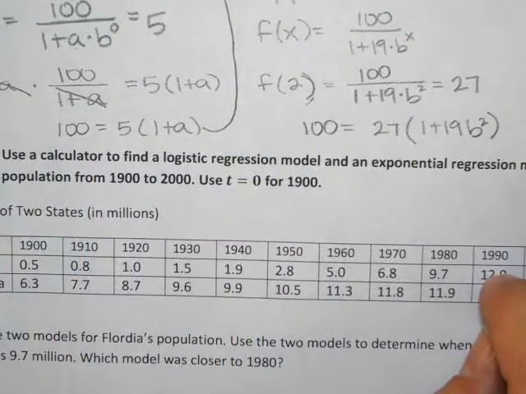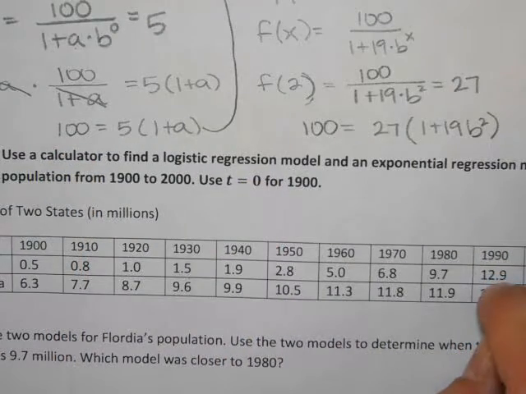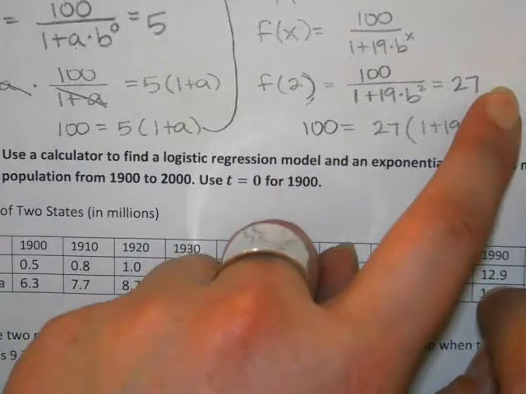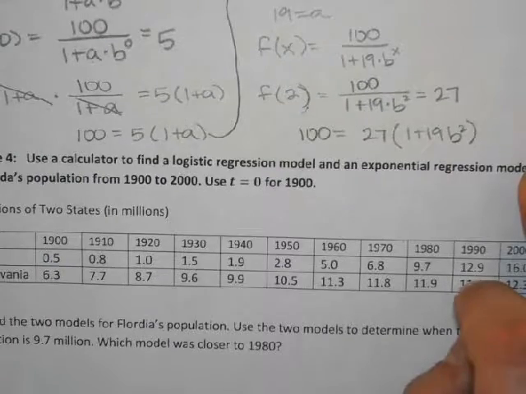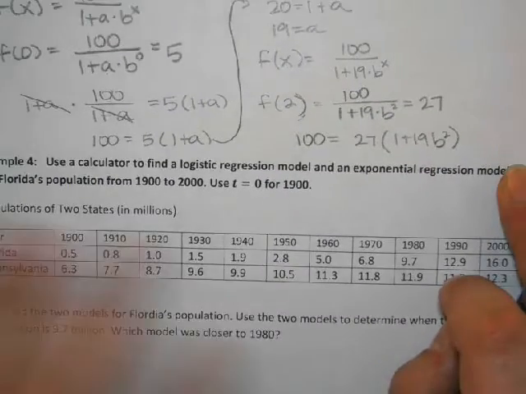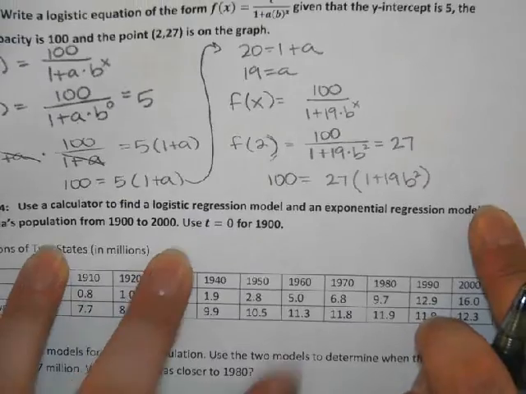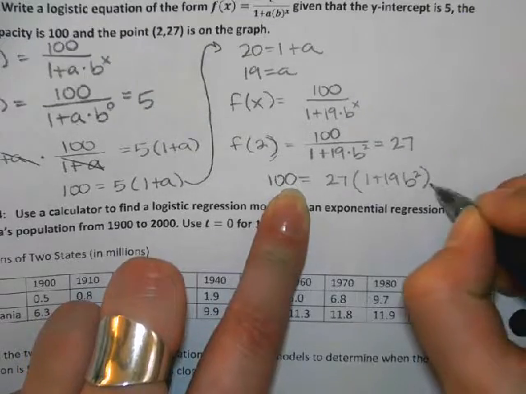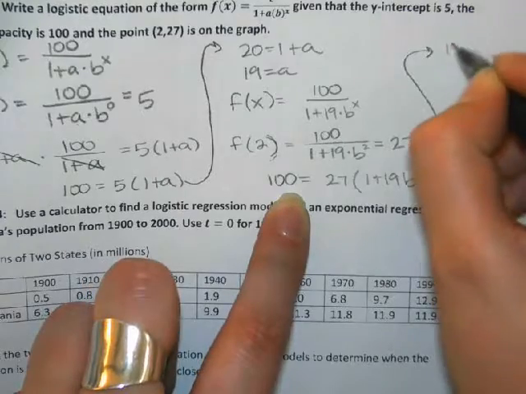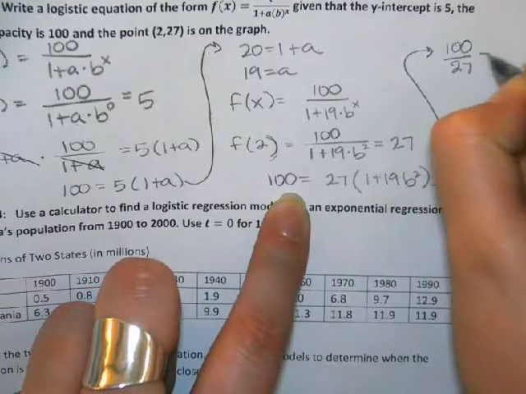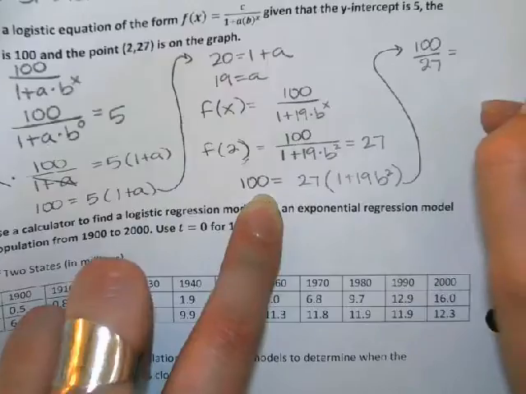I didn't show as much work that time. Are we okay with that? I multiplied this over to the other side. Okay, and then I think I heard someone say the next step. Yeah, divide the 27 over. So 100 over 27 equals the stuff that was on the bottom.